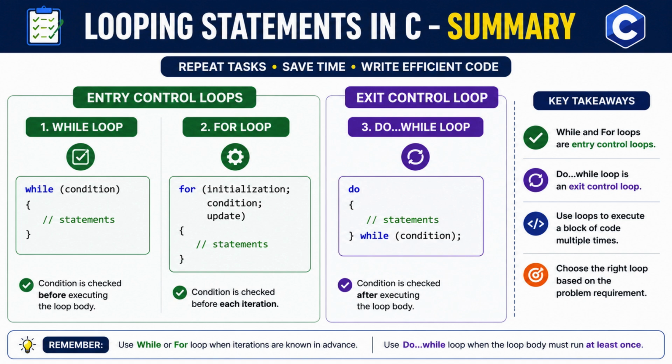The key takeaway is simple. Choose the right loop based on the programming requirement. Use the for loop when the number of iterations is fixed, a while loop when it depends on the condition, and the do while loop when the loop body must execute at least one time.